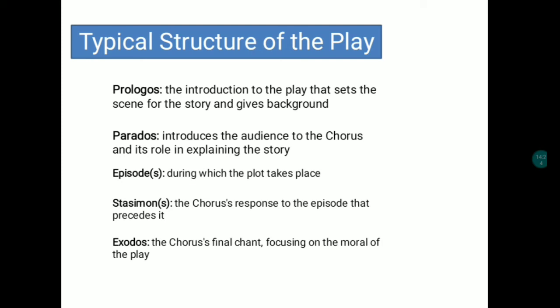play. Now let's talk about some of the structure which we have already discussed, and how it is used by Sophocles in the play. First of all, the prologue is about lines 1 to 150, and after that the paradox from lines 151 to 215, and then episode 1 from 216 to 462 lines.